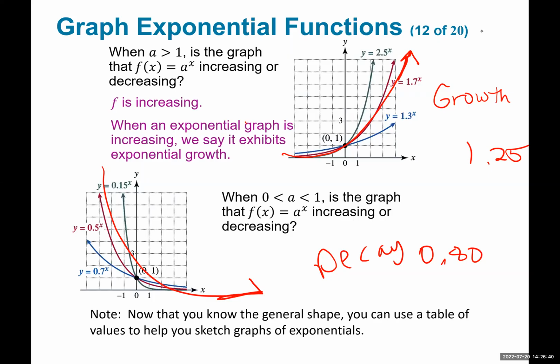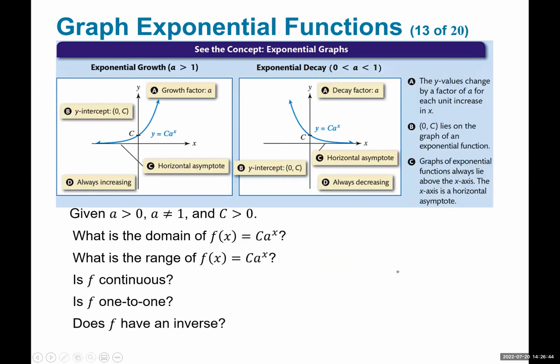All right, so that's what we have, growth and decay. You can see your growth factor, your decay factor. When A is greater than 1, it's growing. When A is between 0 and 1, it's decaying. And basically F is continuous, F is 1-to-1, and there is an inverse for an exponential function, which we're going to talk about very soon. Okay.